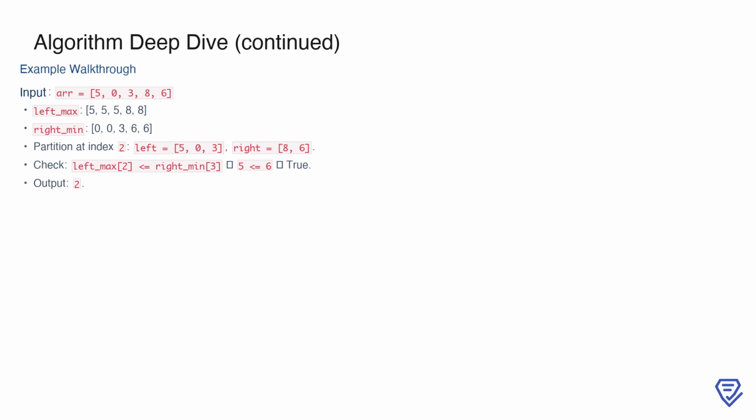Now, we iterate through the array to find the partition index. At index 2, we check the condition left_max[2] <= right_min[3], which translates to 5 <= 6. Since this condition holds true, we determine that the partition index is 2. This means the left subarray is 5, 0, 3, and the right subarray is 8, 6. The output of the function is therefore 2.